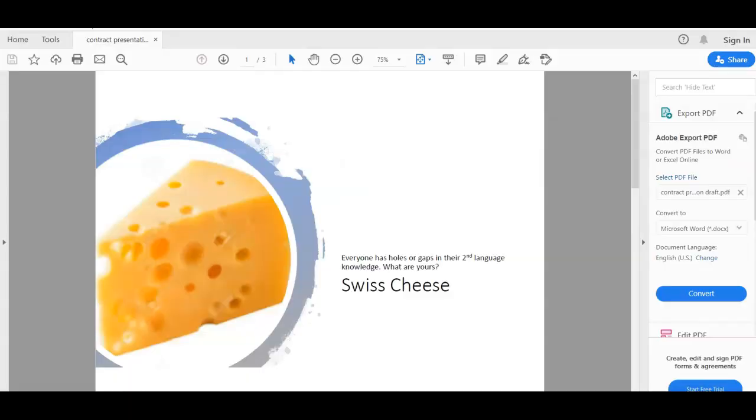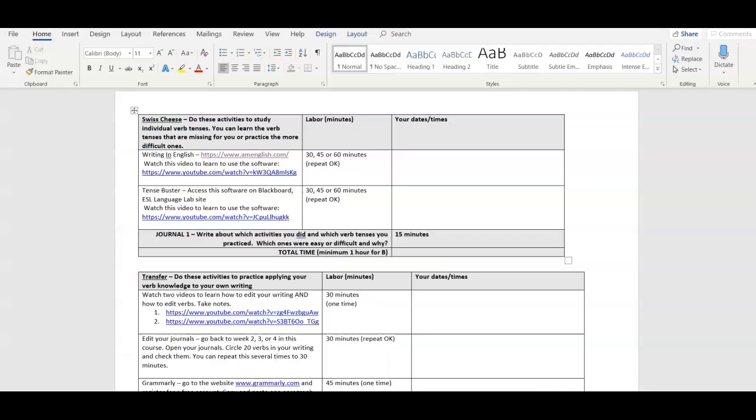Okay, so let's review a little bit about how it worked. We talked about Swiss cheese, which means that everyone has different holes or gaps in their second language knowledge. So the first part I'm asking you to consider is, what are your gaps where you need to do more practice with verbs? Is it present perfect? Is it the passive? Is it modals like would? So identify those in your own writing, okay? You should then practice using one of these two software programs that we have available for free. We have Writing in English and Tense Buster, and there are some videos there that show you how to use them.